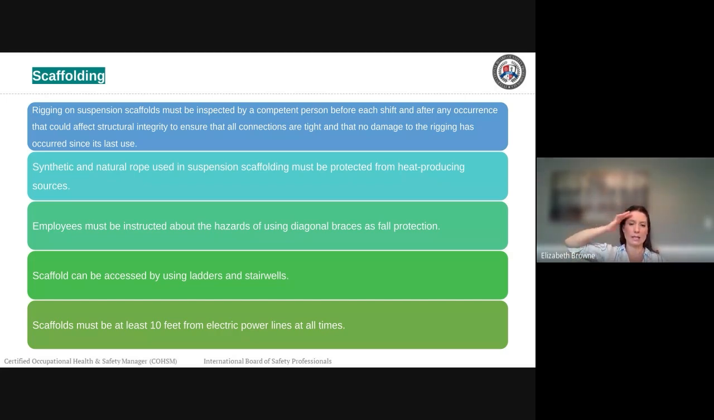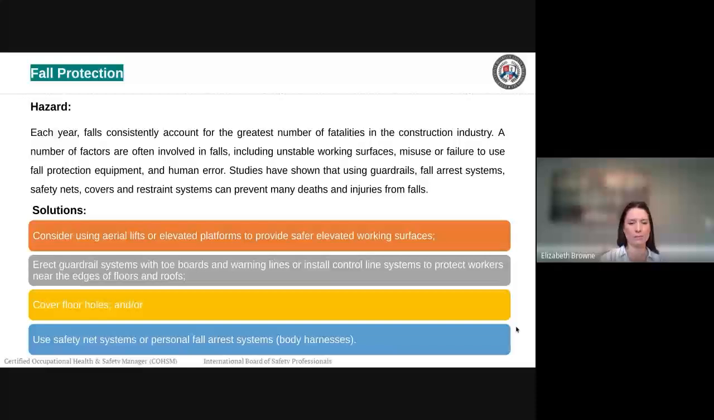Scaffolds can be accessed only by using ladders and stairwells. A person should never use the diagonal cross bracing as if it were a ladder to access the scaffold platform. Scaffolds must be at least 10 feet from electrical power lines at all times. So that's another thing the scaffolding competent person needs to ensure, that they're not being erected where a person themselves or the scaffold itself is within 10 feet from overhead electric power lines.